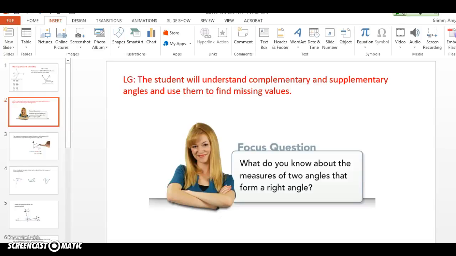Learning goal today: the student will understand complementary and supplementary angles. We're going to go over these in the same day because they are very similar things, and what you do with each is the exact same. So that's why we're going to do both today.